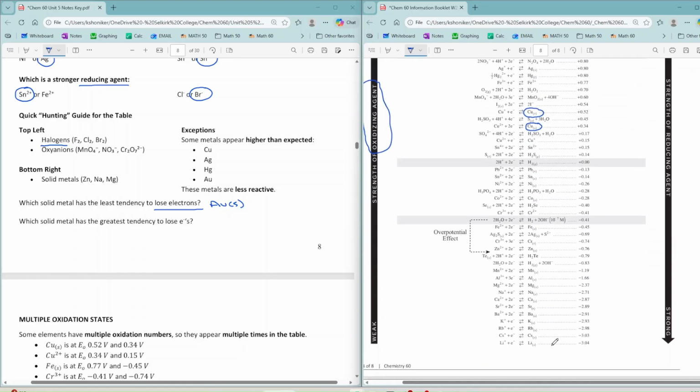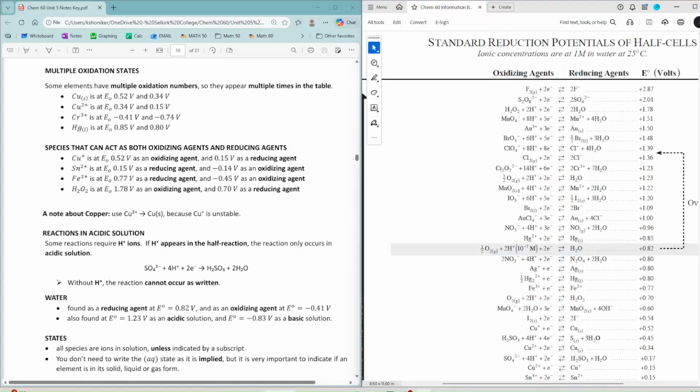That's going to be way down here, and it's going to be your lithium. Lithium is a really explosive metal. It loves to react with things, and so it freely gives off its electrons. All right, so now we're going to talk about these ones that make life more complicated.